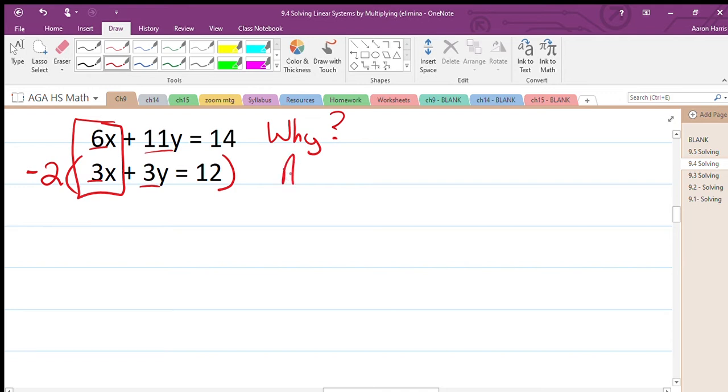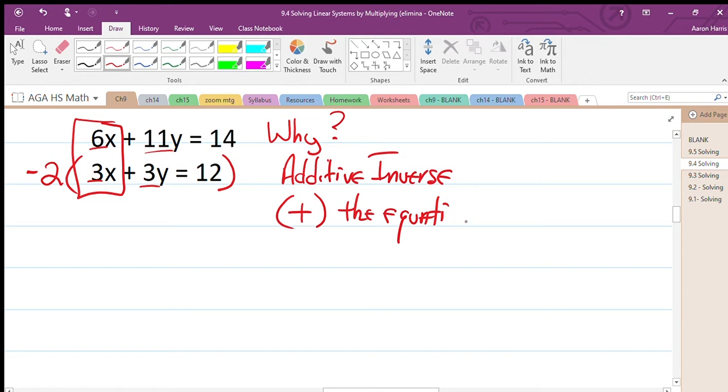So I can get the additive inverse. Okay? If I get the additive inverse, what am I going to do? Add the equations. All right? So that's my thought process, and that's what we're working on here. Okay? So let's rewrite the first one. Nothing happened to it. 6x plus 11y equals 14.